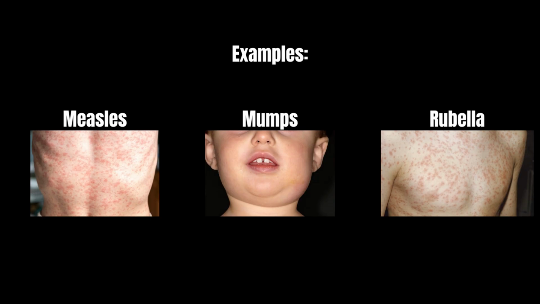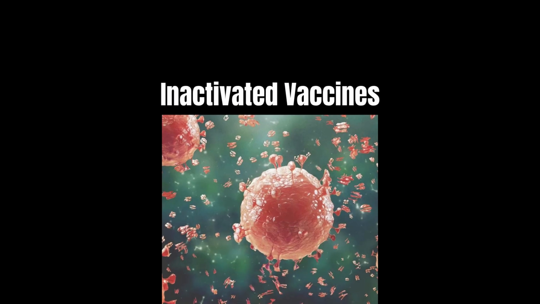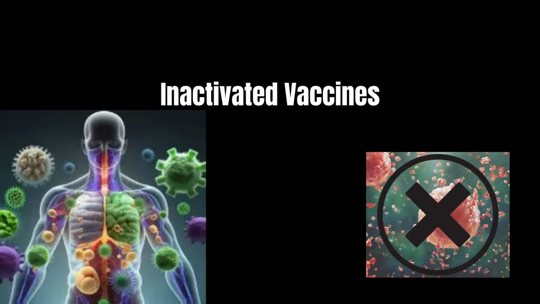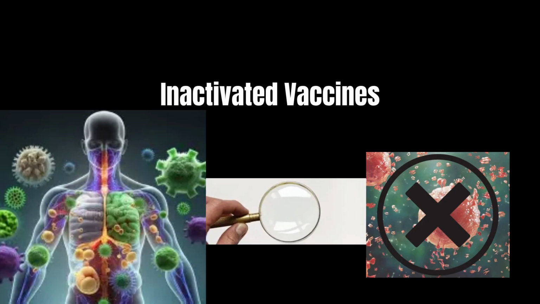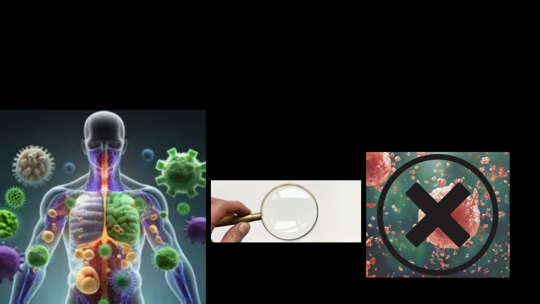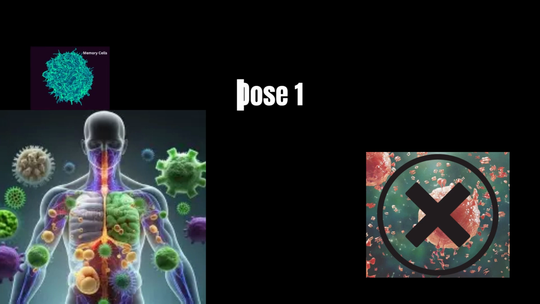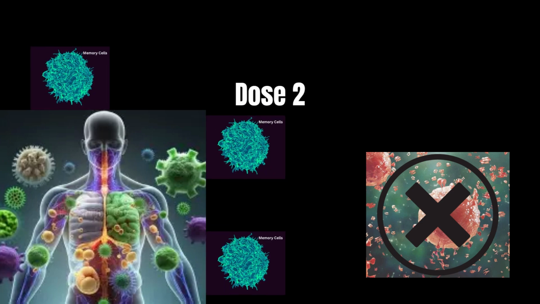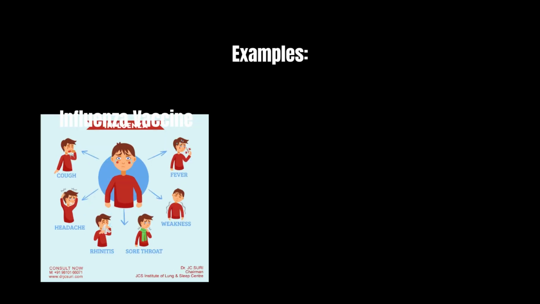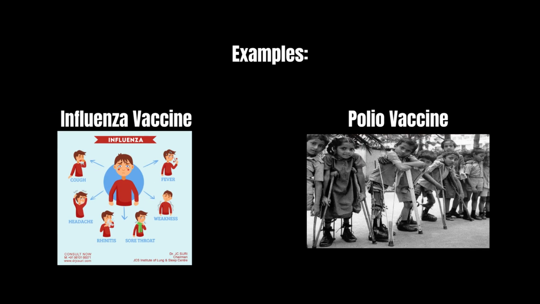The second type of vaccines are inactivated vaccines. Here, scientists take a live pathogen and inactivate it, or kill it. The dead pathogen can't cause disease, but your body still learns to fight it. These vaccines often need multiple doses in order to build strong protection. And a couple examples would be the polio and influenza vaccines.